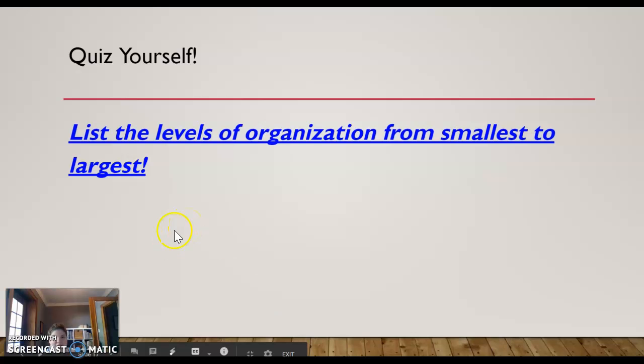You can go ahead and quiz yourself: list the levels of organization from smallest to largest, maybe come up with a mnemonic device that helps you remember this, and reach out to your instructor if you have any questions.